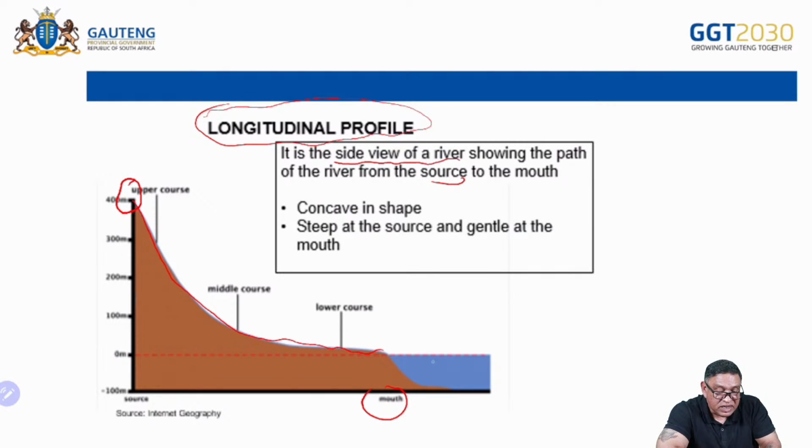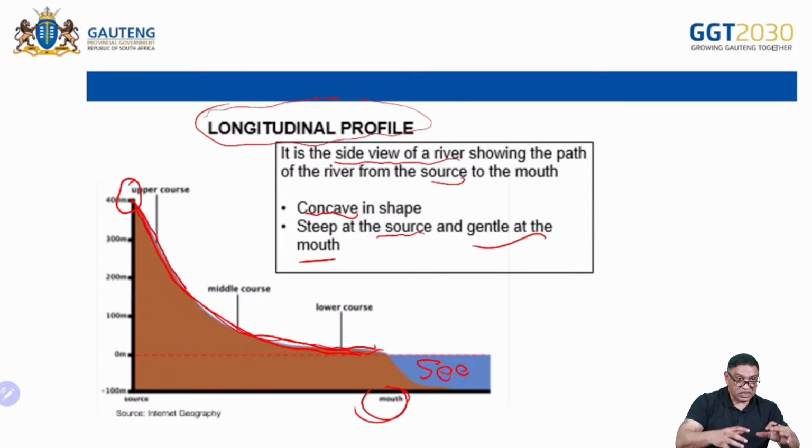And that's what you can see, because you can see the sea here also. Okay, where it goes in. So that is your mouth, the side view. So that is your definition. Now, we can look at characteristics. We can see it has a concave shape. It is steep at the top or the source and gentle at the mouth. So we can see the characteristics within that. Okay, that is your longitudinal profile, the side view.